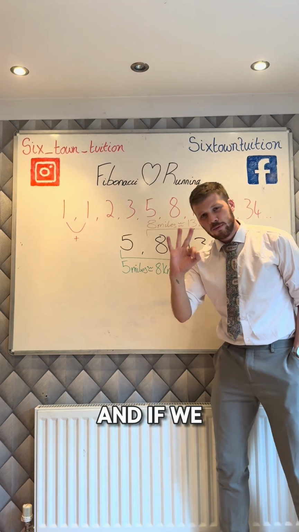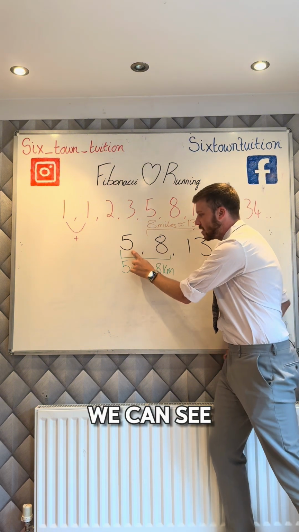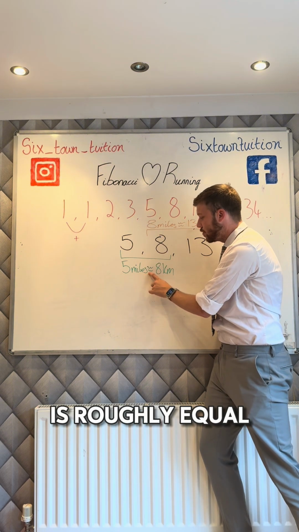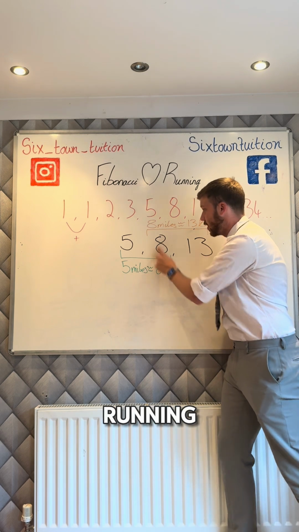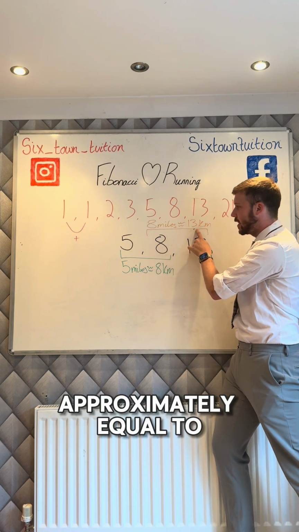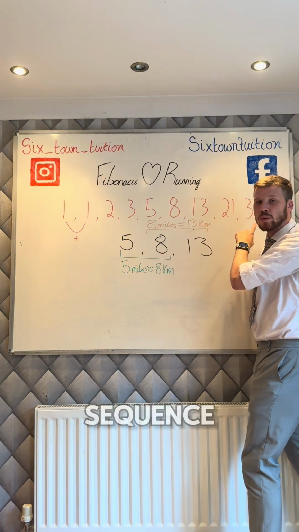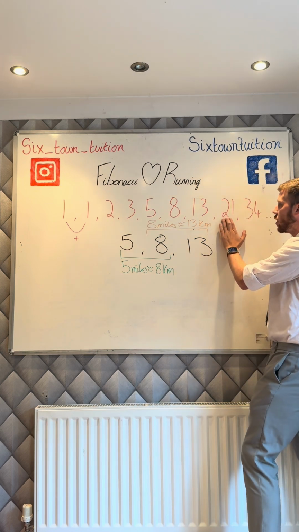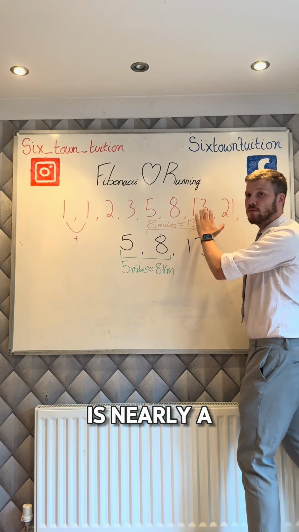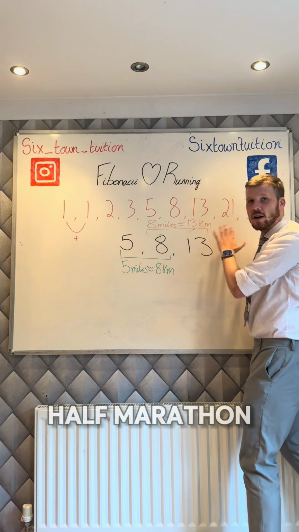And if we take three terms, so I'm taking 5, 8 and 13, we can see that 5 miles is roughly equal to 8 kilometres, which we use a lot in running. 8 miles is approximately equal to 13 kilometres. And as we get further and further along this sequence, those approximations still hold true. 13 miles, which is nearly a half marathon, is roughly 21 kilometres, nearly a half marathon.